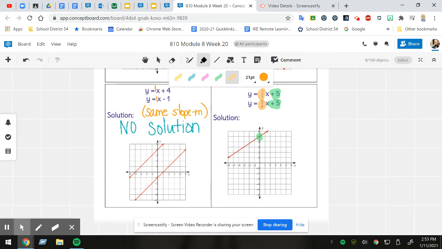So this is the exact same line. It's the same line graphed on top of each other. If we graph the same line on top of each other, every single point is a solution because it's the same line. So this is what we would call infinite solutions.